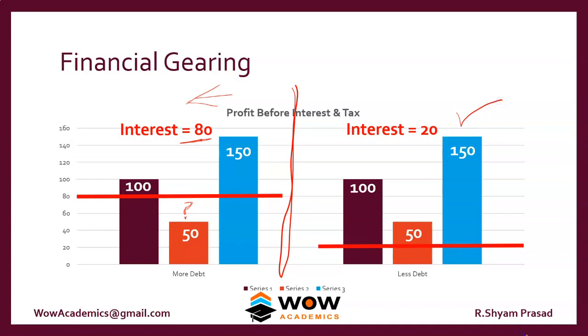This is a company where the gearing is low, so the debt is low and interest is low. The company can smoothly cover their interest. Even if the profit goes as low as 50, they can still manage. So this picture shows you the difference between a highly geared company and a low geared company.